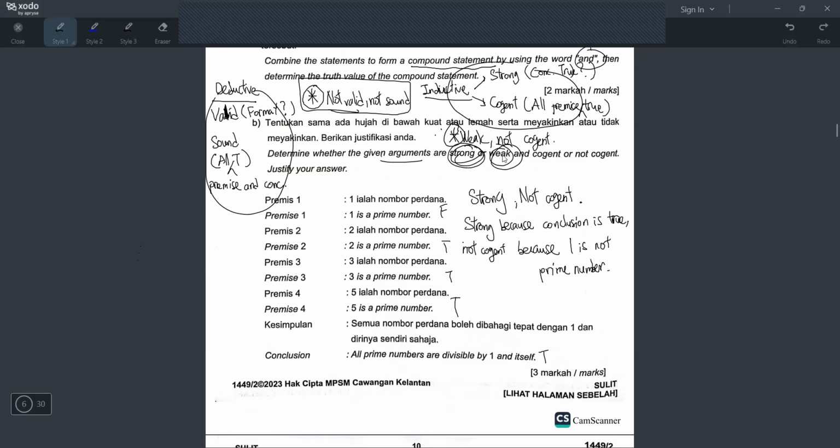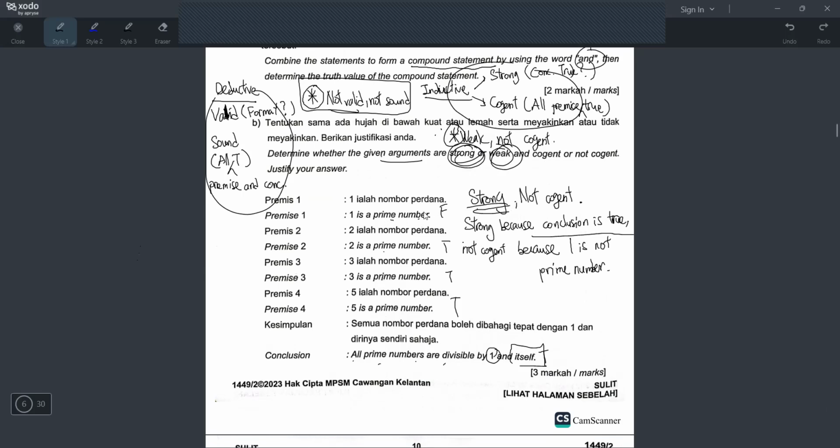So if you want to know strong or weak, you just look at your conclusion. The conclusion says all prime numbers are divisible by 1 and itself. This is true. That is why I write strong, right? Strong, and the reason why is because the conclusion is true. But how to know cogent or not cogent? We look at all the premises.